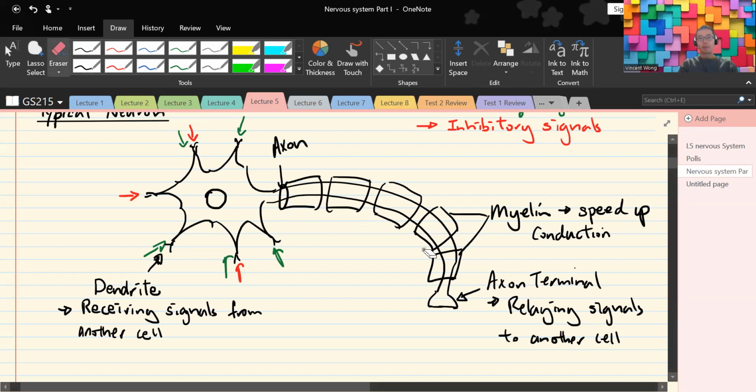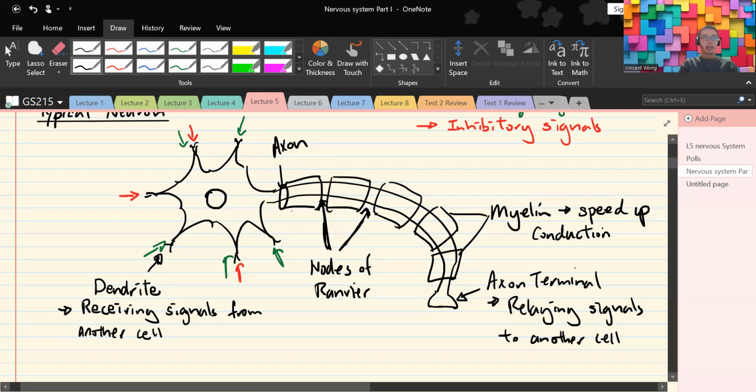Now, you do not wrap the entire thing in myelin. You need to leave a little bit of gaps, and these gaps, yeah, it's a fatty substance. That's right, Ahmed. These gaps, they are called nodes of Ranvier.